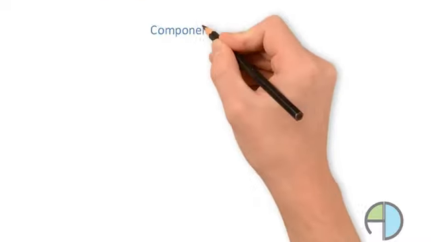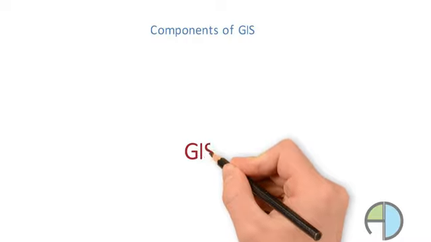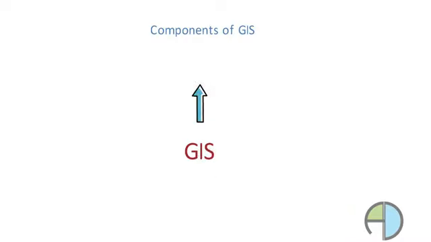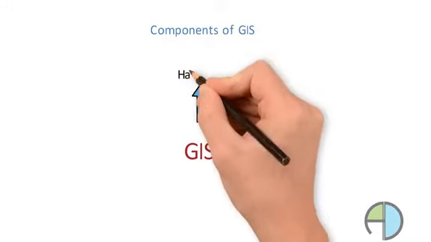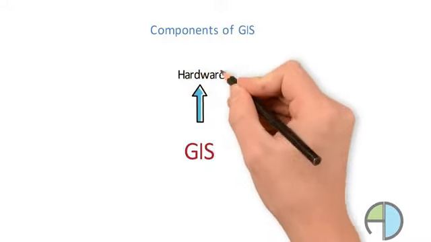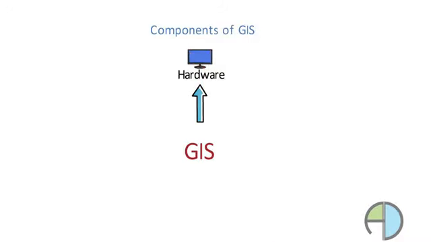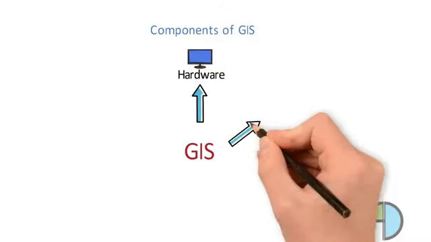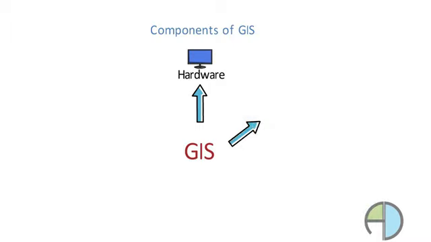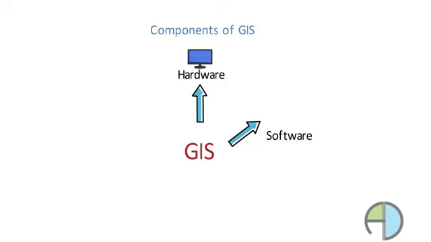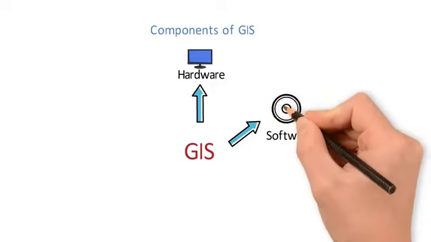Let us talk about components of GIS. Basically, there are 5 components of GIS. First component is hardware, that is the server and computers that we use for running the GIS application. Second component is nothing but the software. A software with best suitable functionalities is always required to meet the end user requirement.